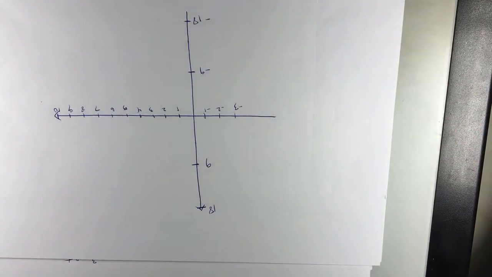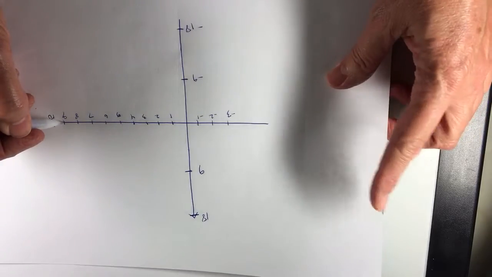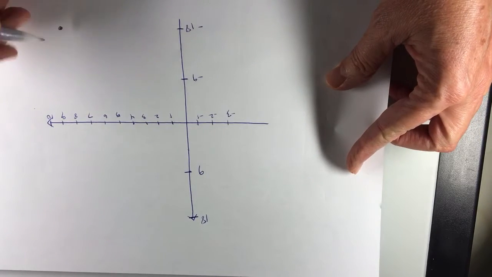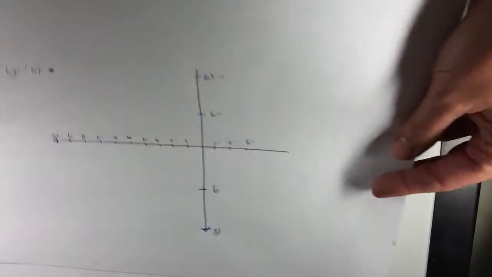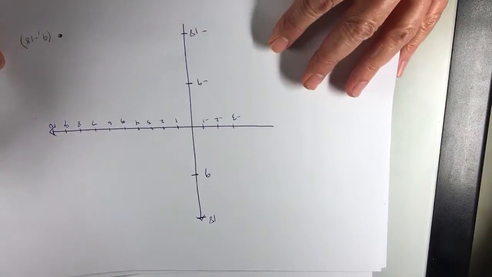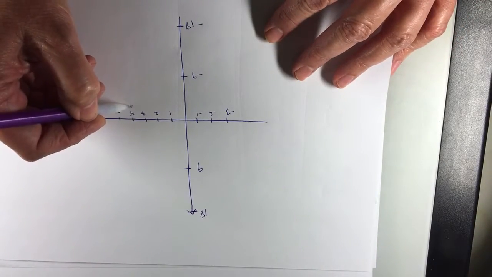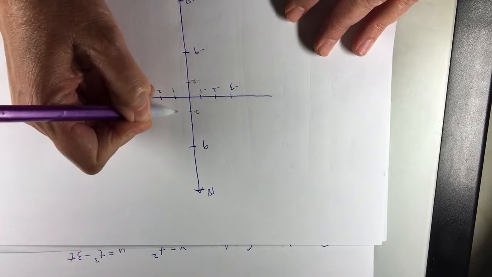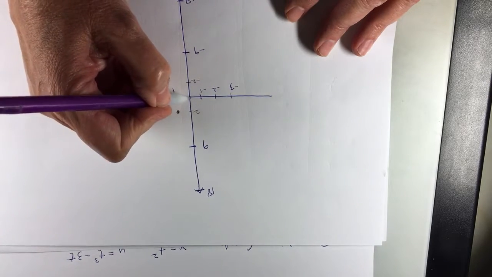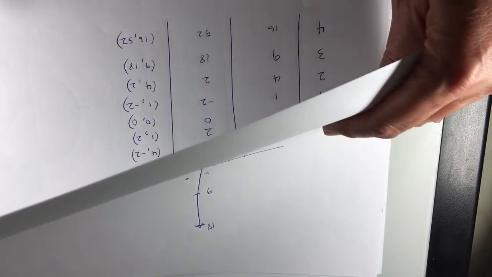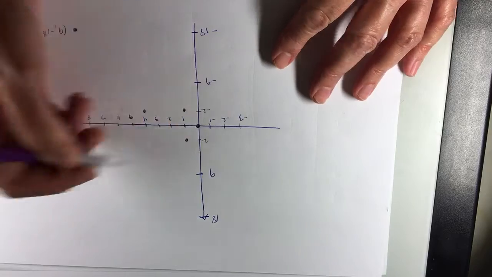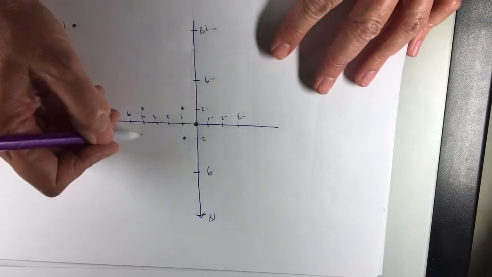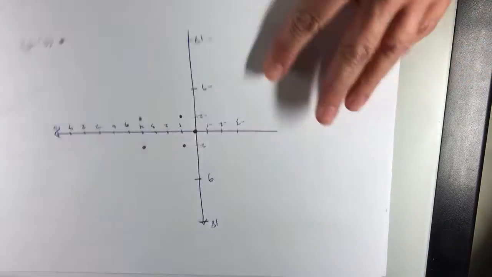Okay, so I have 9, -18. And then we had 4, -2. I'll mark -2 there. We had 1, 2. Then 0, 0. 1, -2. 4, 2. And then 9, 18.